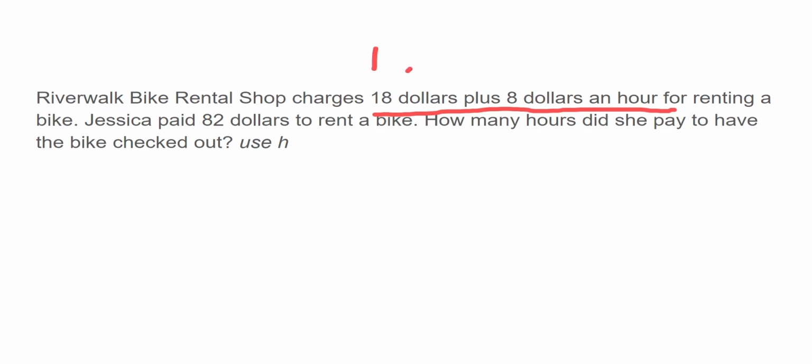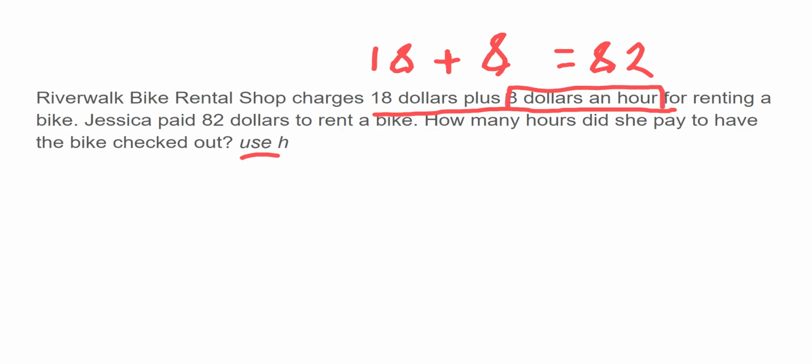So, okay, 18 plus, I know that that's going to be the case, 18 or $8 an hour for renting a bike. Jessica paid $82 to rent a bike. So that means it's going to equal 82. How many hours did she pay to have the bike checked out? And it says that we're using H. So H represents hours. And since here it says $8 an hour, that's kind of the same thing as saying $8 per hour. That means that they're being multiplied. So here is what my equation should look like. 18 plus 8H equals 82.